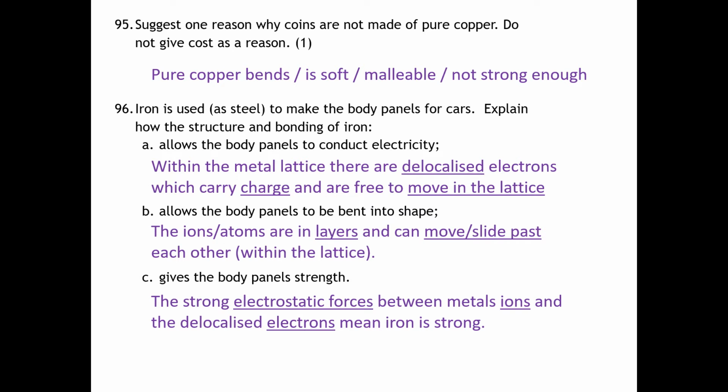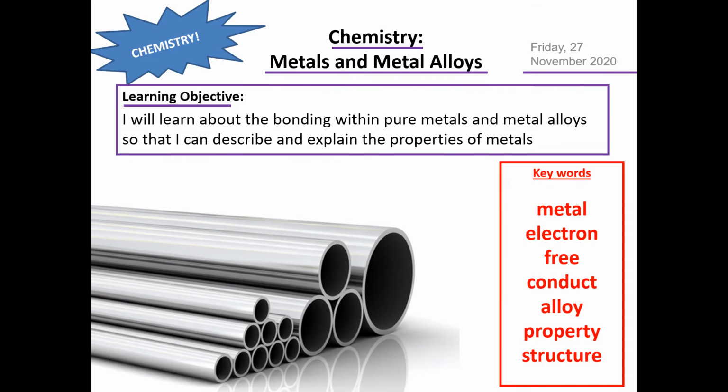So if you got all those right, well done. Notice we're linking different features of the structure to explain different physical properties. Again, the emphasis there is on the keywords. Okay, so today we've looked at metals and metal alloys. We've hopefully now had an idea of the bonding within pure metals and also within metal alloys. And we've used those ideas so we can describe and explain properties of metals and indeed metal alloys.